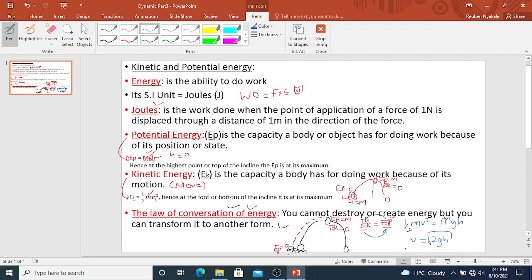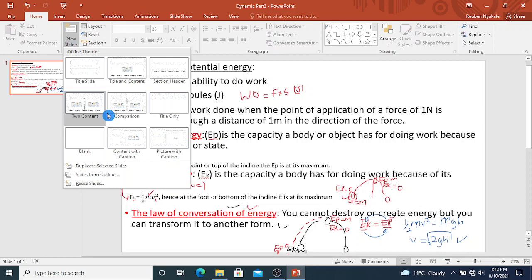Now we will be using this formula more especially if they want us to calculate the velocity. If we are given the scenario of a car moving from the top of the incline to the bottom of the incline and vice versa, or if we are given the energy loss and the energy gain, then they want us to calculate the velocity, and this is the formula that we'll be using. Now on the third part of dynamics, this is what we'll be actually calculating.